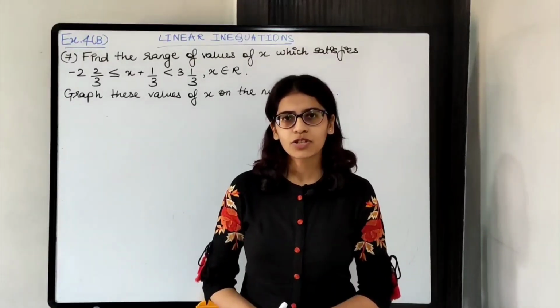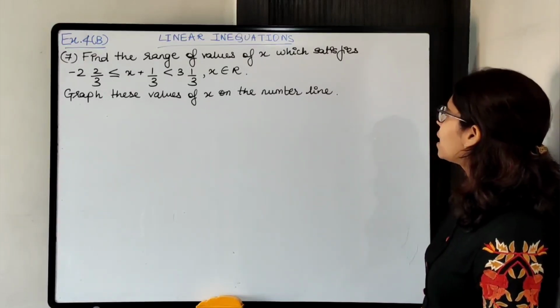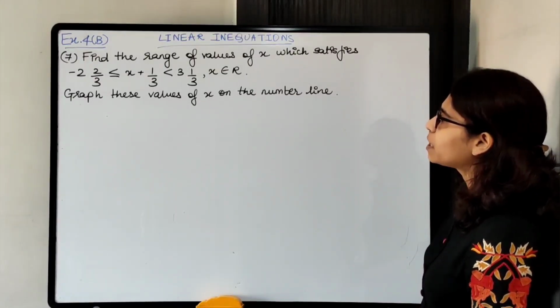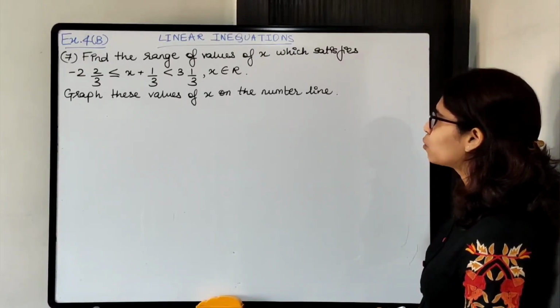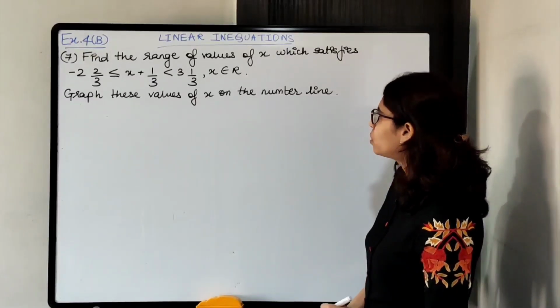So starting with question number 7. Find the range of values of x which satisfies minus 2 2 by 3 less than or equal to x plus 1 by 3, which is less than 3 1 by 3, where x belongs to R, that is the set of real numbers. Graph these values of x on the number line.